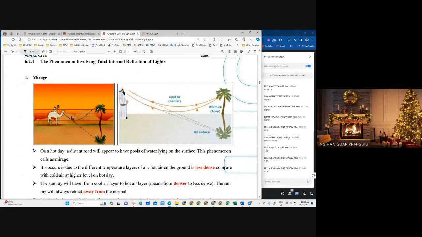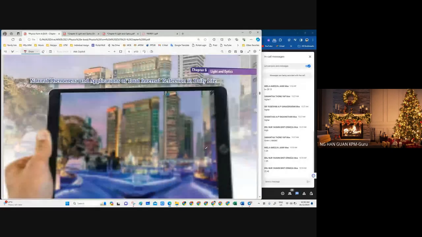For the phenomena that involve total internal reflection, the first one is very common, and we can see it even in our daily life. We call it a mirage. If you are referring to the textbook, you can see the mirage here.